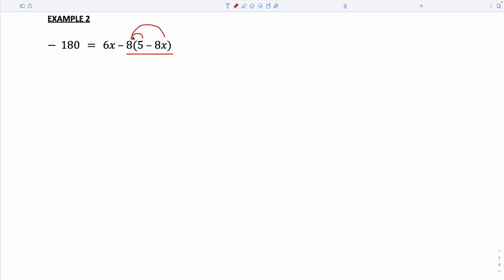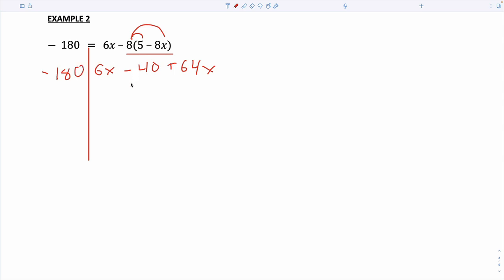And remember the 8's not just an 8, but a negative 8. So you want to loop together the 8 and the negative, and negative 8 times 5 would be negative 40. Negative 8 times negative 8x is positive 64x. Bring down the 6x and add the line in the 180.